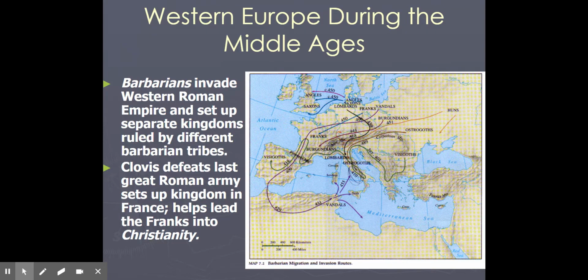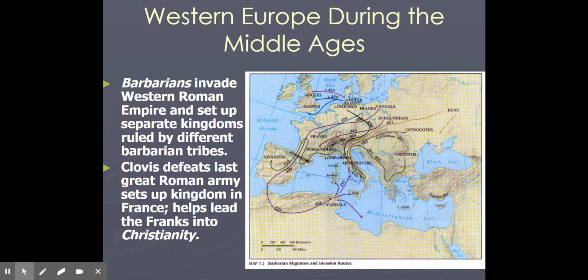So Clovis was the leader of the Franks, and he conquered all of what the Romans called Gaul, and not only that, he also helped convert the Franks to Christianity. Christianity, of course, was the religion of the Roman Empire, and remember that Constantine had converted everyone to Christianity, and it soon became the dominant religion of Western Europe.